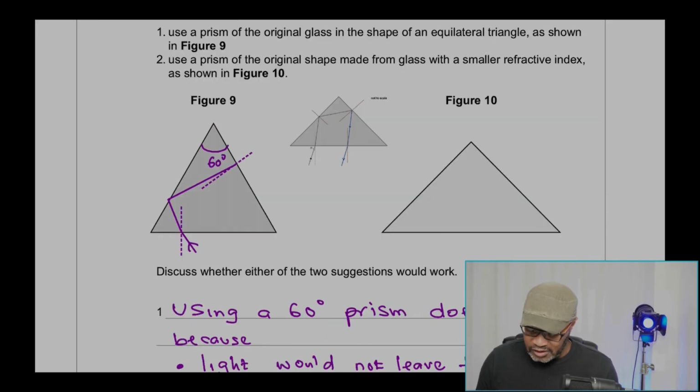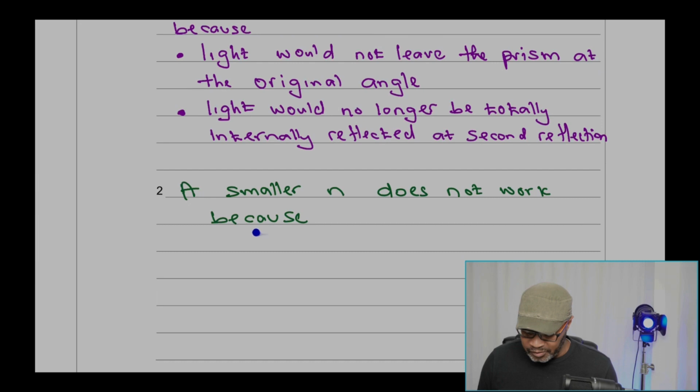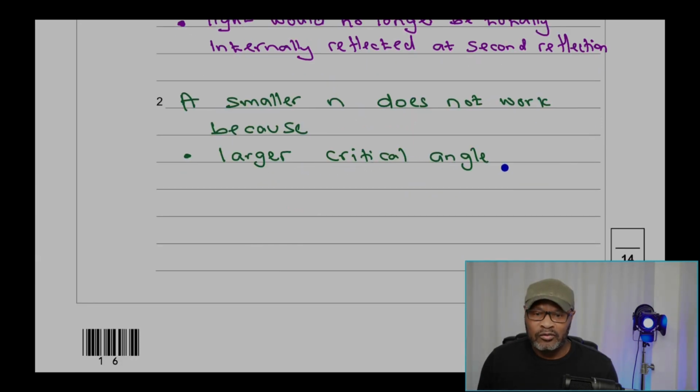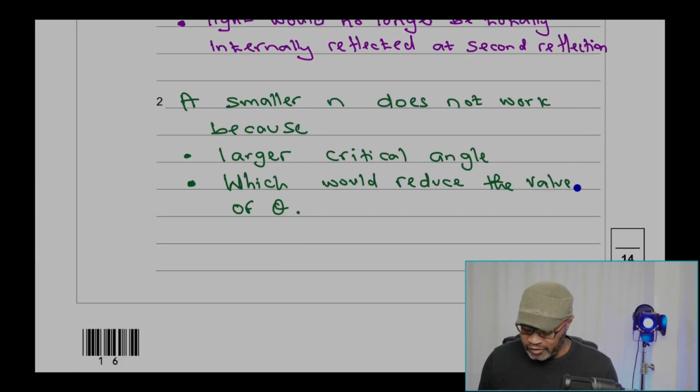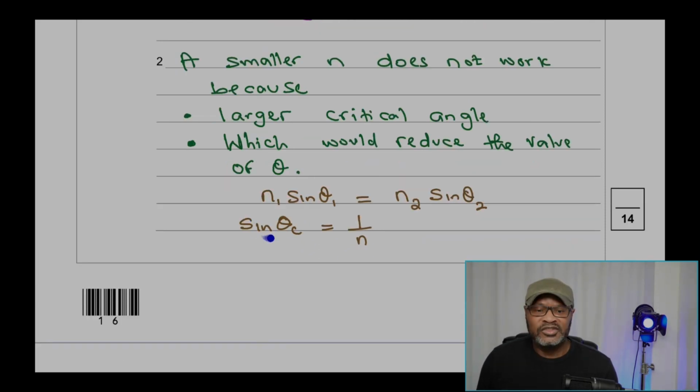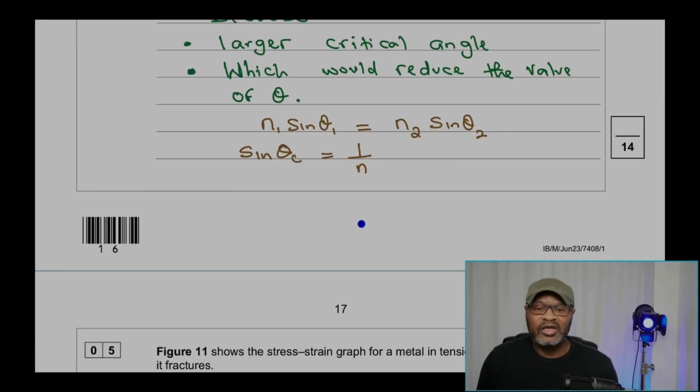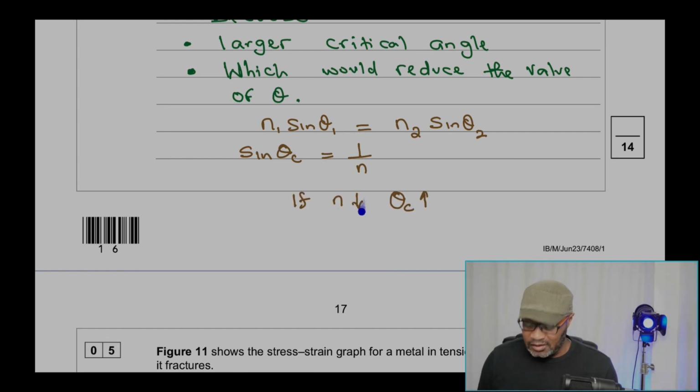We bring in the last diagram that we worked on, which is 90, 45, 45, which is that one. What's different now is the refractive index will be less. A smaller n does not work because the critical angle will be larger, which would reduce the value of theta. We can check that using our Snell's law. Remember, sine critical angle will be 1 over n. That's what we worked out before, and therefore there's a relationship. It's inversely related. If n decreases, then the critical angle will go up.